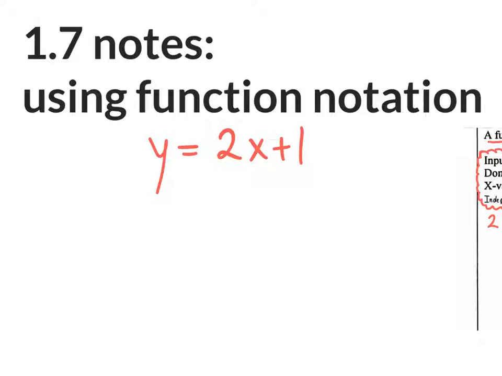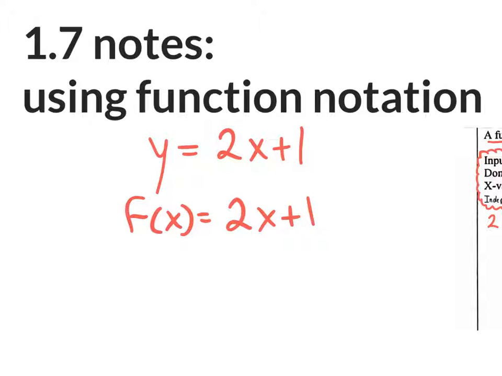If I wanted to rewrite this equation as function notation, I would replace the y with an f of x equals 2x plus 1. So this right here is function notation. Y is the same thing as f of x. F of x is the same thing as y. The only difference is right here, this is in function notation and it saves a lot of time.